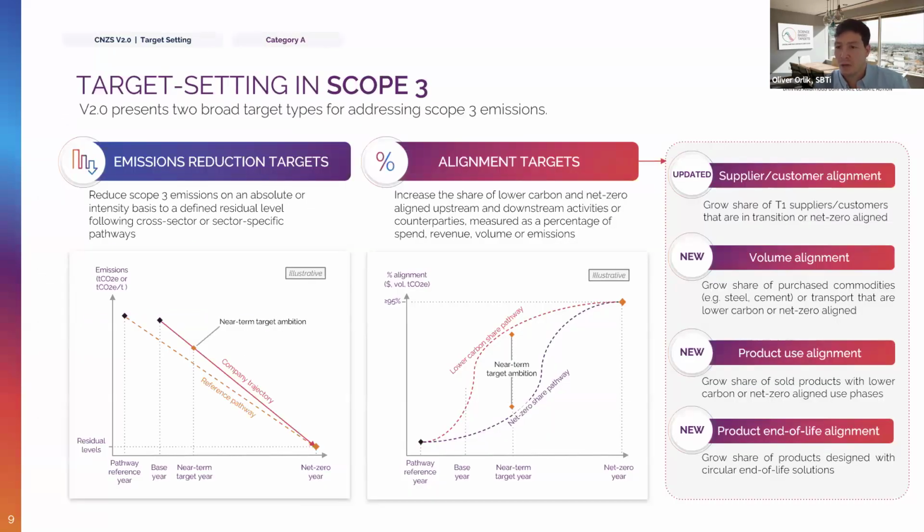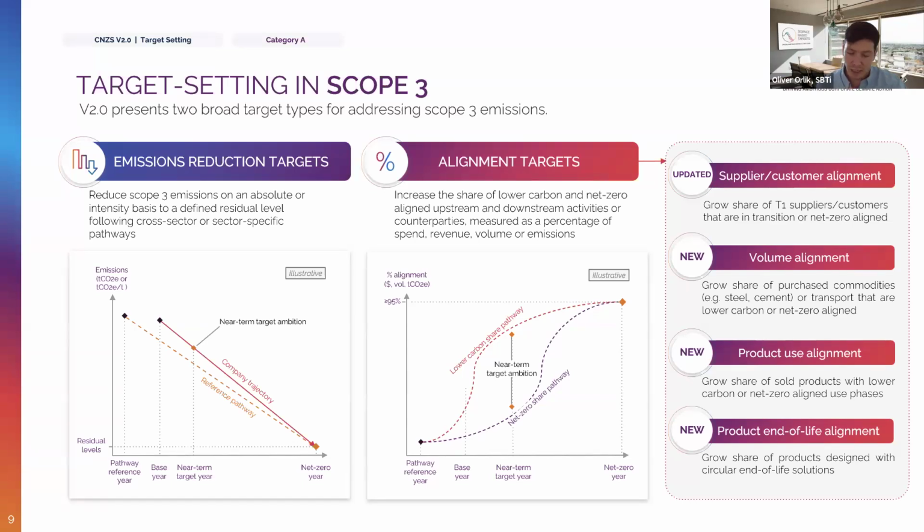So companies have two options. You can set an absolute emission reduction target. So to set a reduced scope 3 emissions by 30% by 2030, for example. Or the intensity target, which is connected to those sectoral reference pathways. And then the other option here is an alignment target. So you can set a target to increase the share of lower carbon and net zero aligned upstream and downstream activities, measured as percentage of spend, revenue, volume, or emissions.